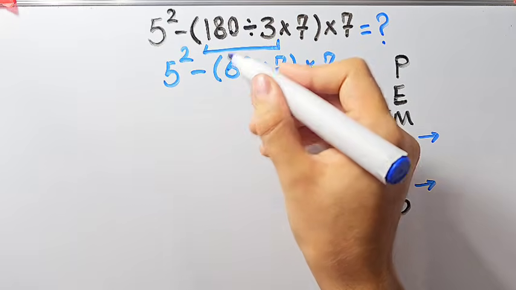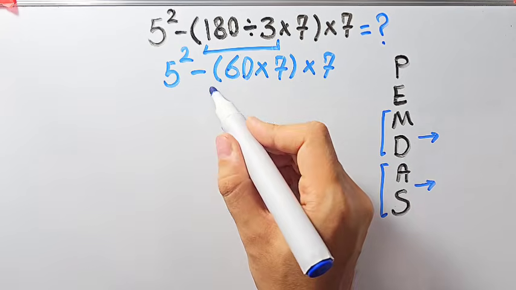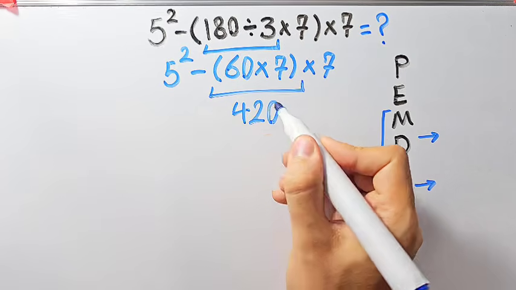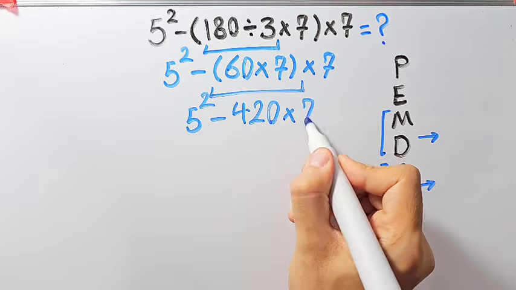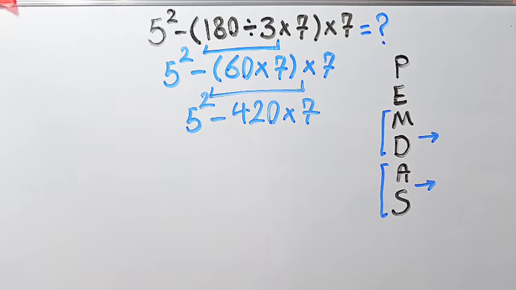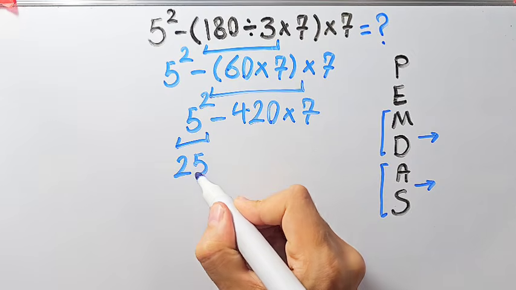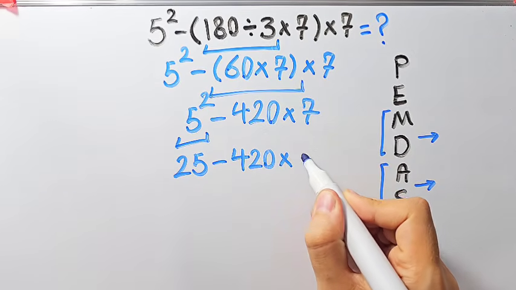Now we have exponents, subtraction, parentheses, and multiplication. Again, we simplify this parentheses. Inside this parentheses, we have 60 times 7. 60 times 7 equals 420. Now we have 5 to the power of 2 minus 420, then times 7. Now we have exponent, subtraction, and multiplication. According to the PEMDAS rule, in this step, we simplify this exponent. 5 to the power of 2 equals 25. Now we have 25 minus 420, then times 7.